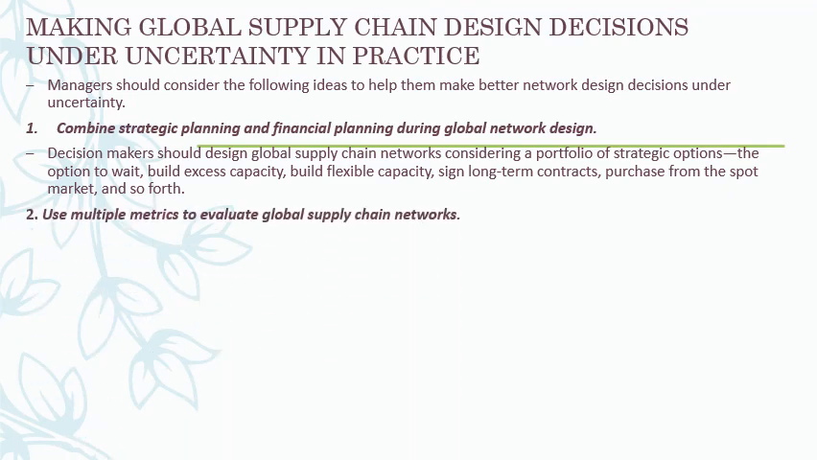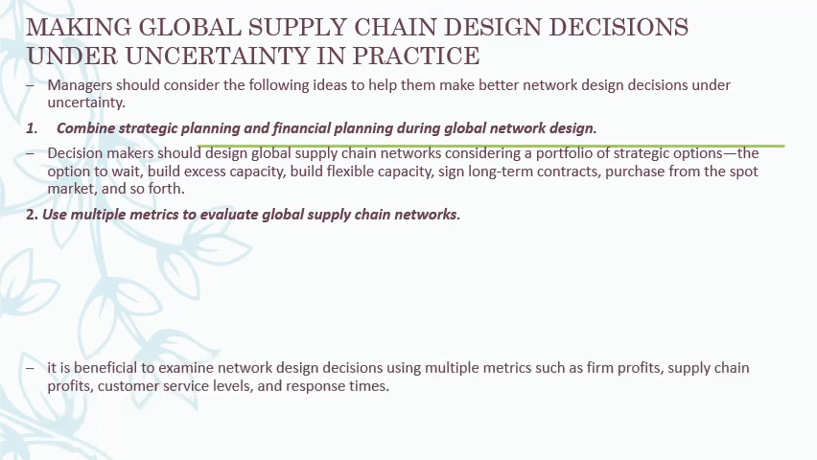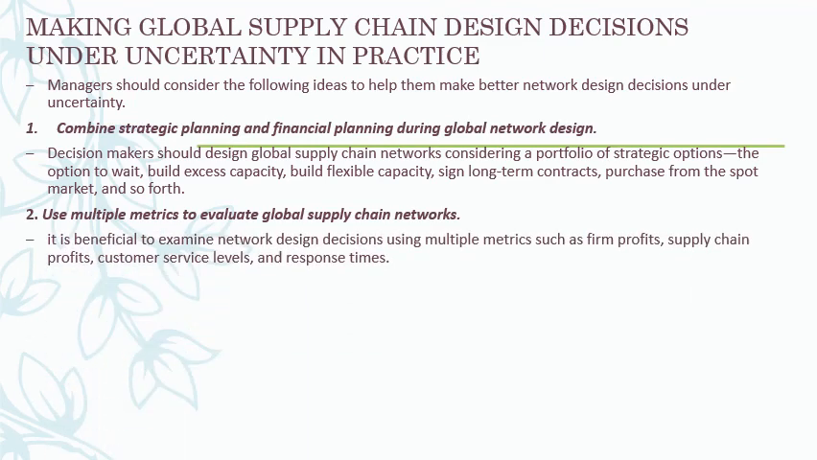Use multiple metrics to evaluate global supply chain networks. One metric will prove to be insufficient. It's beneficial to examine network design decisions using multiple metrics, such as firm profits, supply chain profits, customer service levels, response times, customer satisfaction levels. Try to have multiple metrics like this. If any of these metrics are giving you positive results, go ahead.